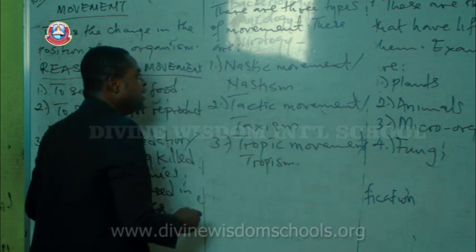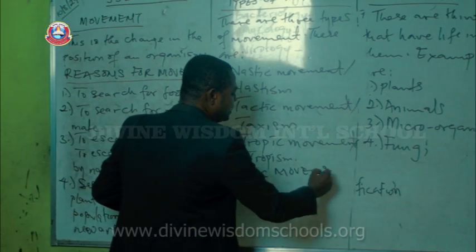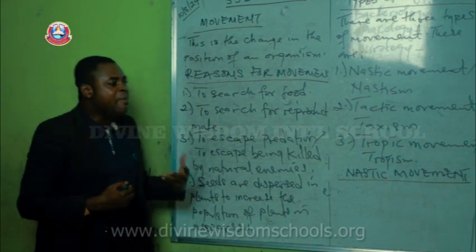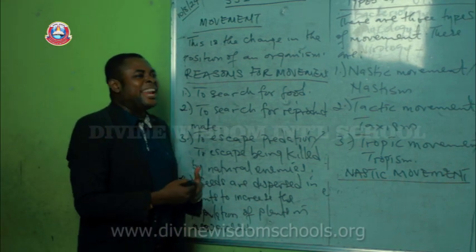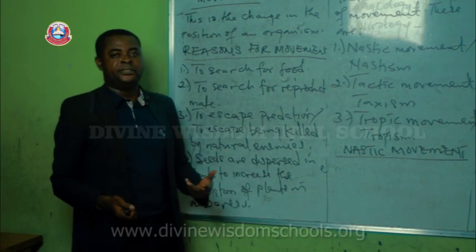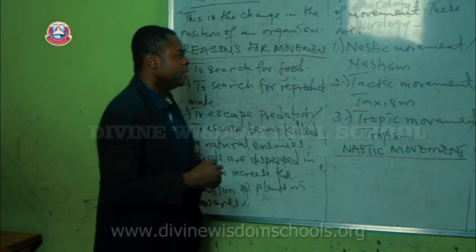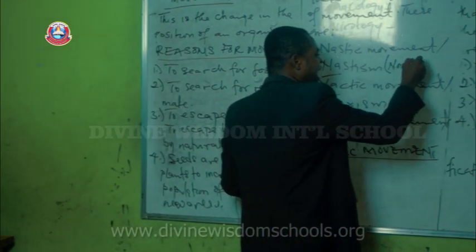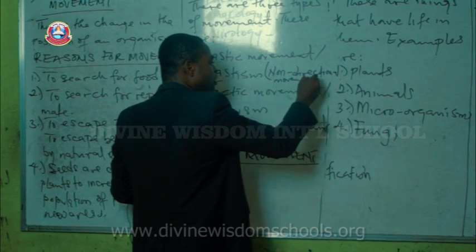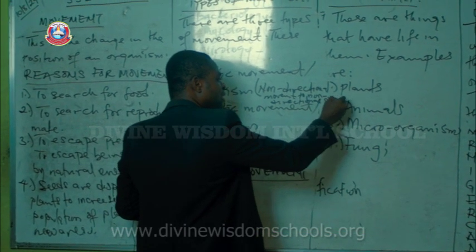Let's take them one after the other. Let's talk about nastic movements. Nastic movement is a non-directional movement of part of the body, usually of a plant, in response to a non-directional stimulus. I've made mention of two things here: non-directional movement, to non-directional stimulus.